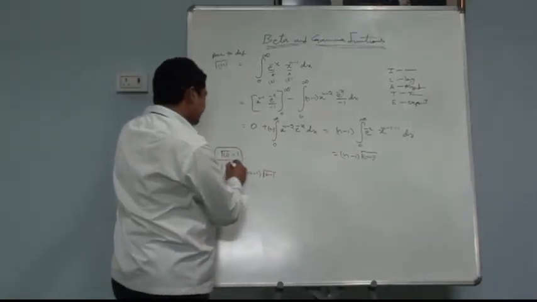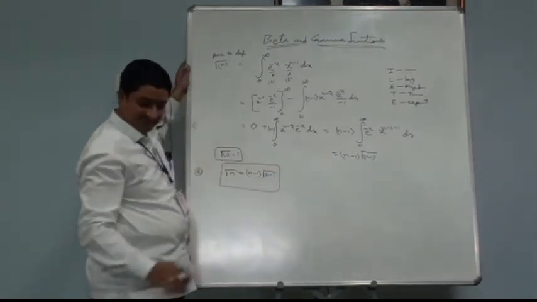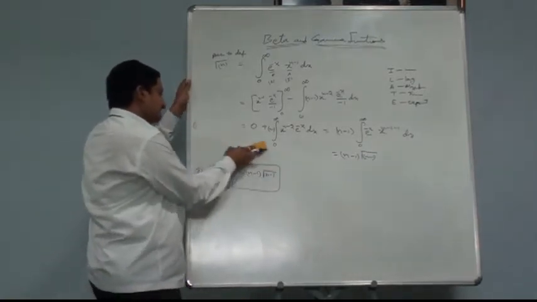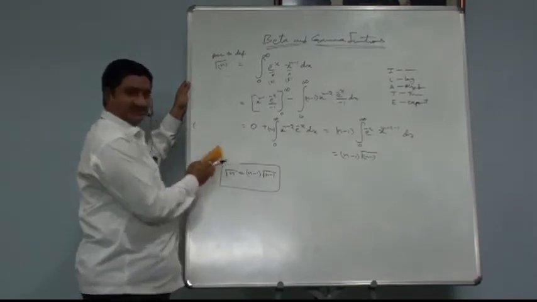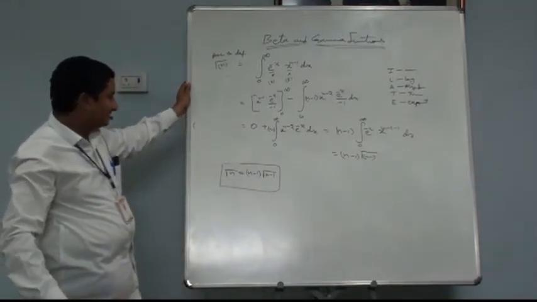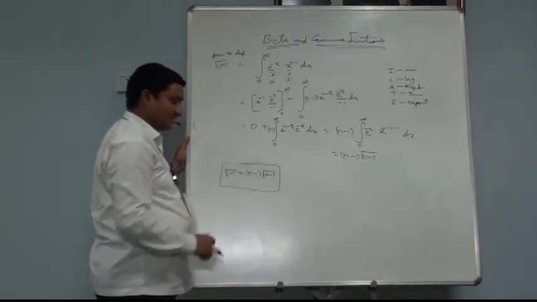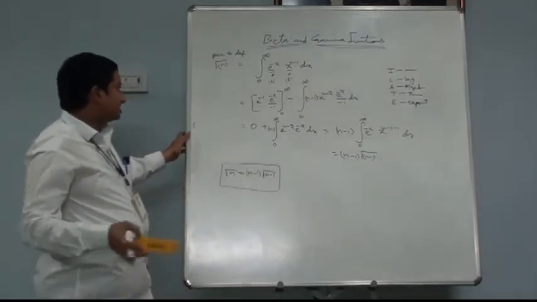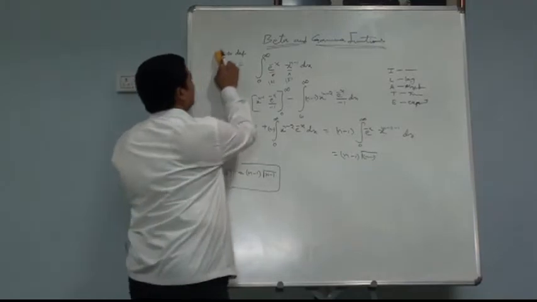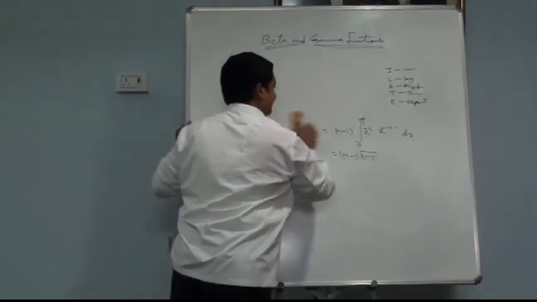So this relation we call a recurrence relation. Generally, writing the nth term in terms of the (n minus 1)th term is a recurrence relation. Here, gamma n is equal to (n minus 1) into gamma (n minus 1). This is one of the results of the relation, or we can say the property of this.